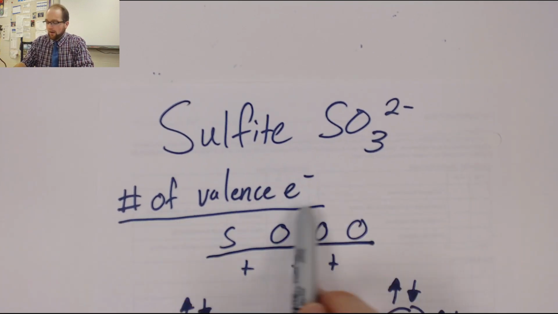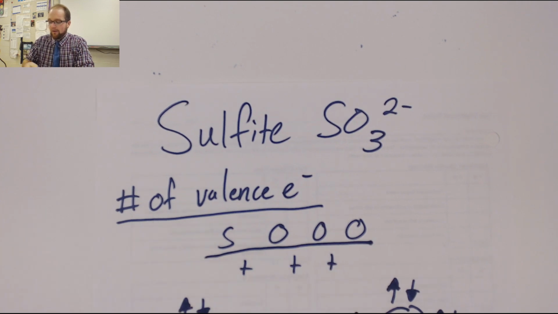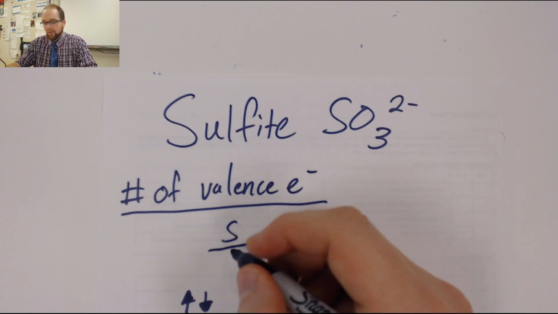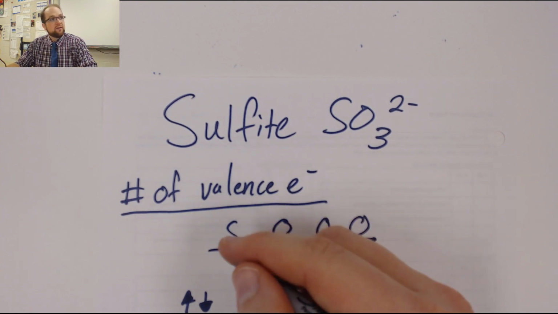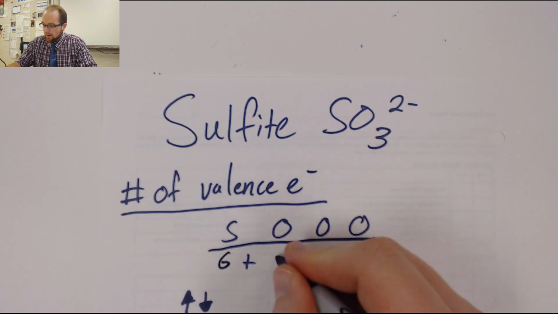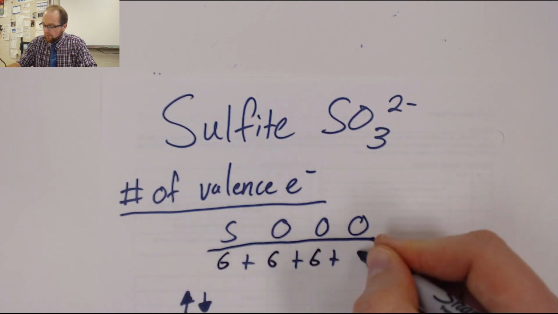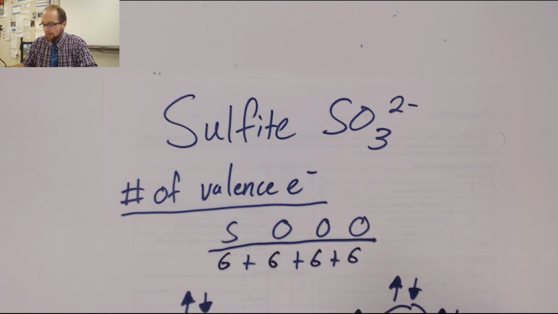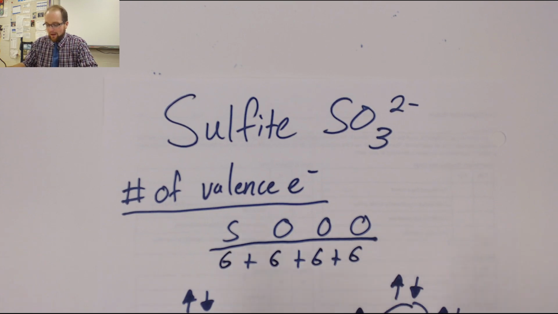And like with our other setups here, we want to understand we have the correct number of valence electrons. So we've been doing this a bunch, right? Sulfur is in group 16 or 6A, so it's going to have 6 electrons. Same thing with each of the oxygens. So if we were just doing SO3 neutral, we would expect there to be 24 electrons placed around it.